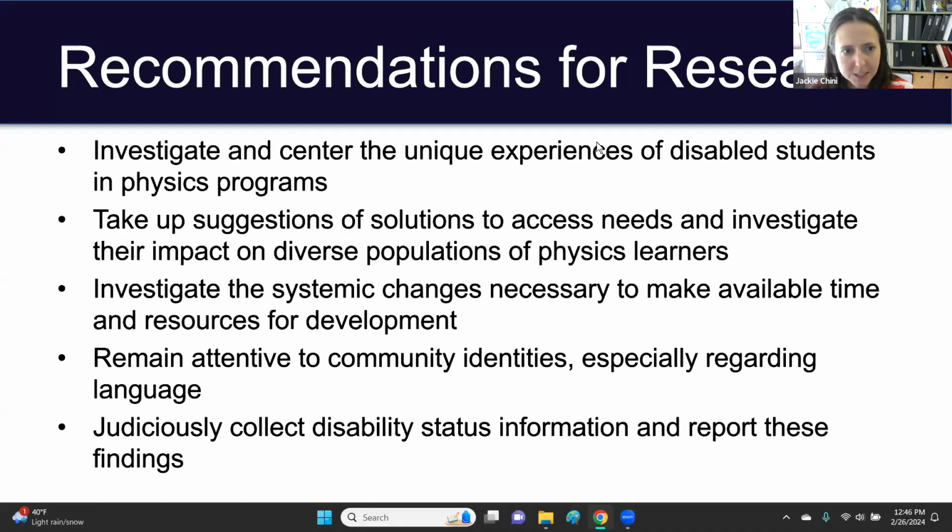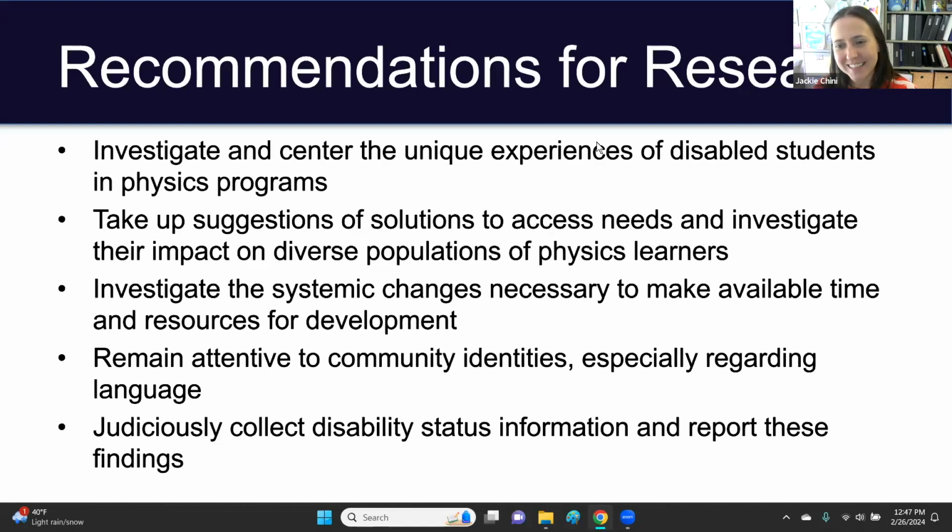Yeah, so our recommendations for research pieces include investigating and centering the unique experiences of disabled students in physics programs. Disabled students are the most knowledgeable about their own experience and their own needs, so it's important to create opportunities for them to share about their access needs, like we mentioned a few slides back. We should then also take up suggestions of solutions to access needs and investigate their impact on diverse populations of physics learners and physics doers.